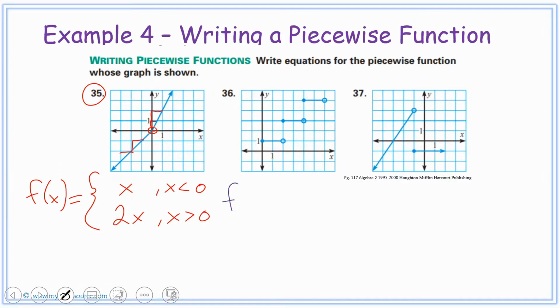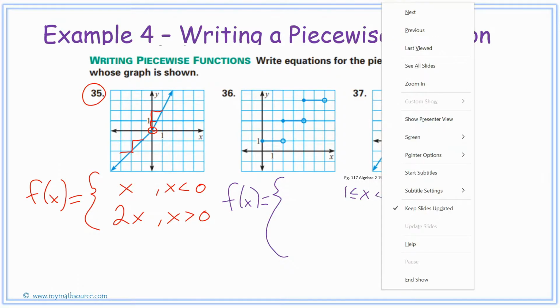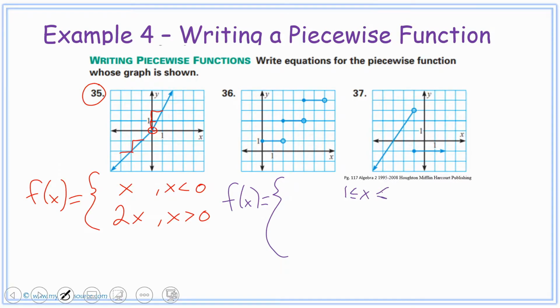So we have f of x is equal to, we have three of them there. For the first one, you see that it's including 1. So it's greater than or equal to 1, the x. And I'm just erasing number 36 to get number 37 in there. So it's greater than or equal to 1, but strictly less than, because it's an open circle there. Strictly less than, what's that, 2?